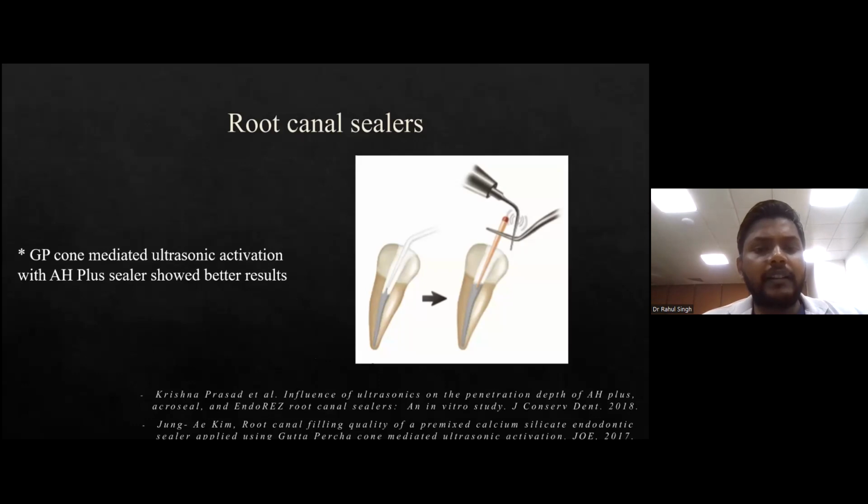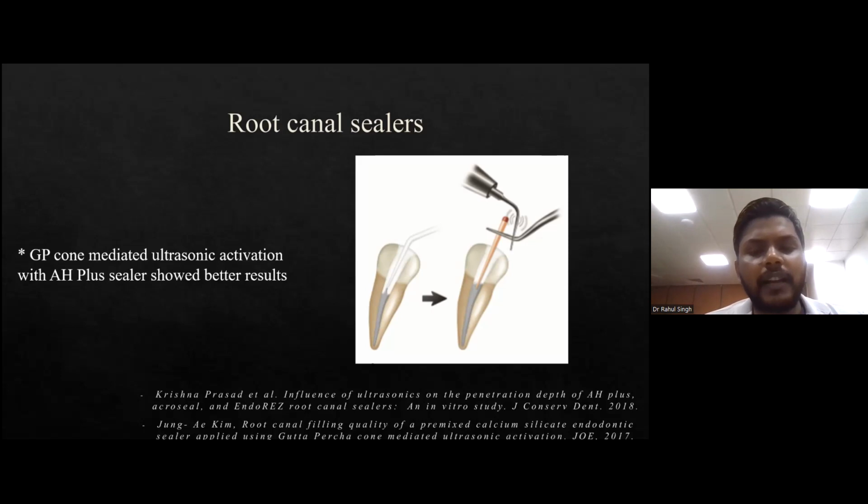So as I've told you, how to apply a sealer. You must be doing it by mixing the sealer on a paper pad, then covering the cone with the sealer and putting it in the canal, or manually agitating it. That is one. But now to effectively coat the sealer on the canal wall, the best way is to use a lentulo spiral. If a lentulo spiral is not there, then the second thing you use is ultrasonic activation.